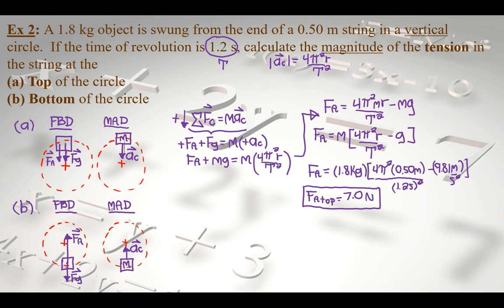Okay, so first things first, pick a direction that makes sense to be positive. Now, you can switch it in a different part of the question. So the top part of the question, it made sense to make down positive.